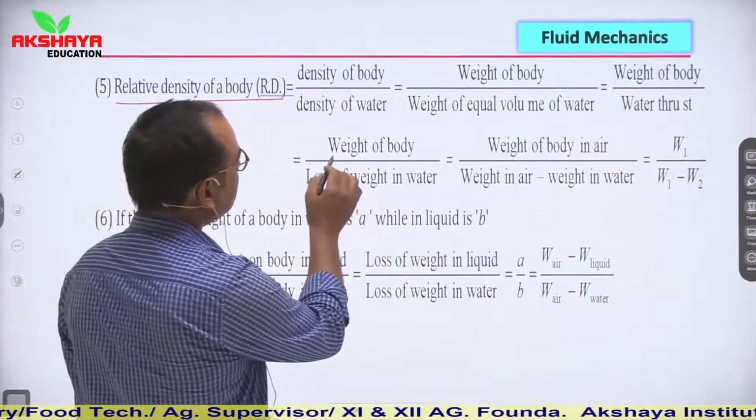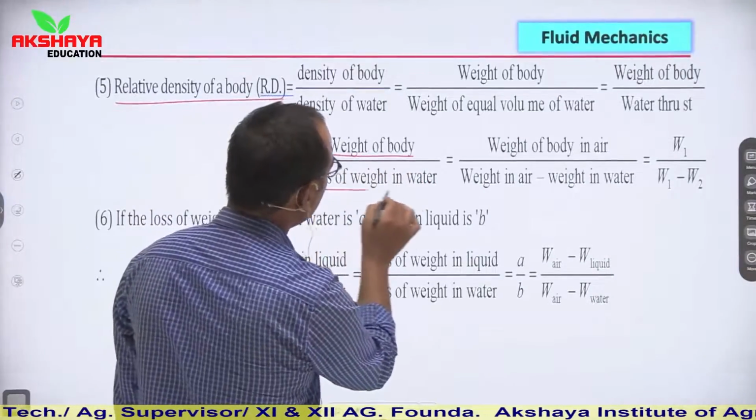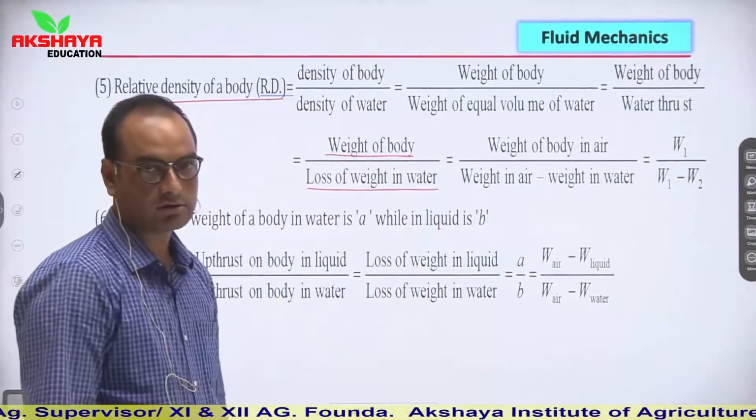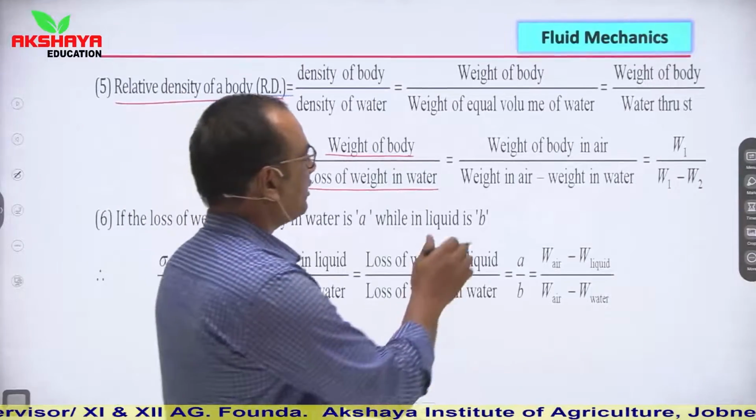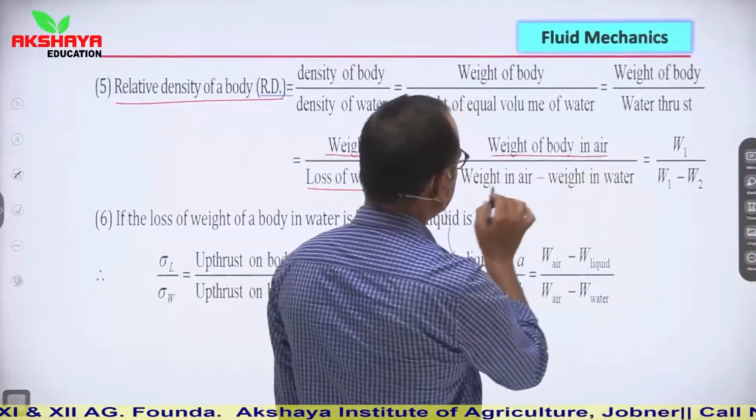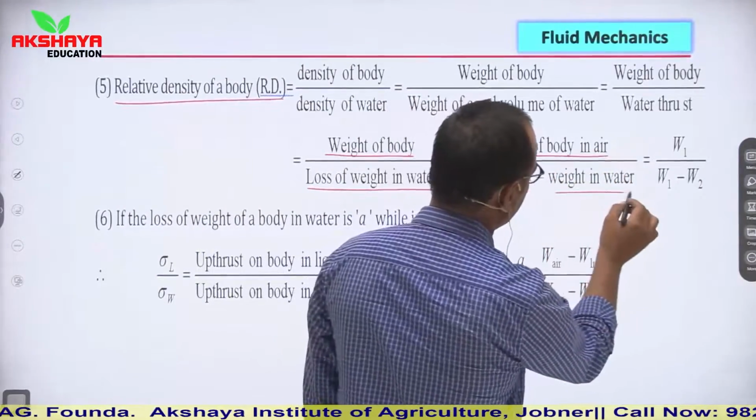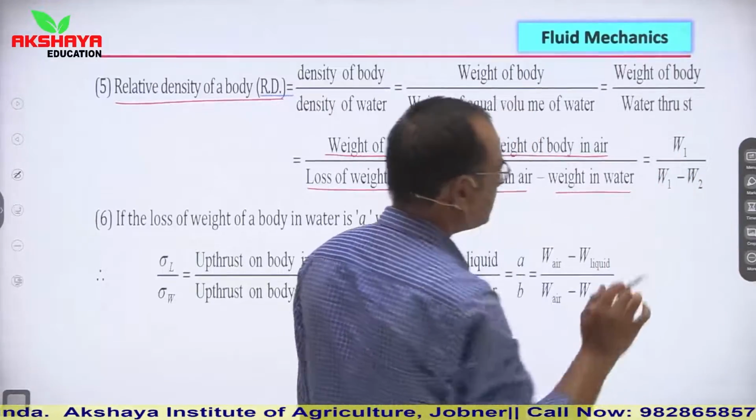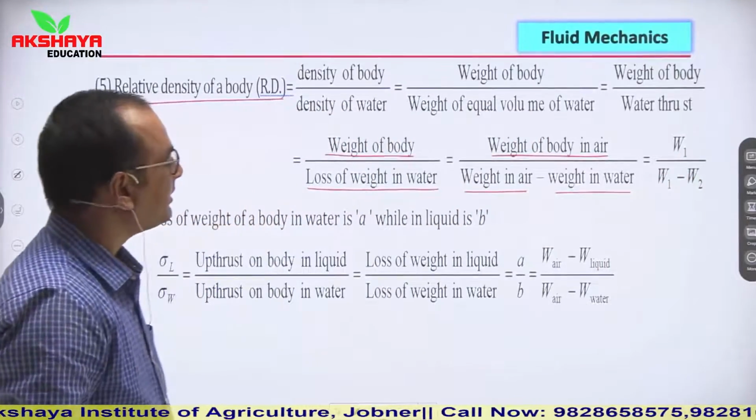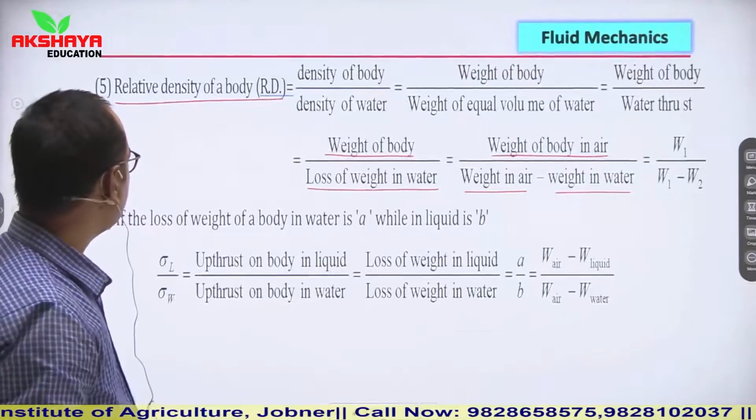So these are all formulas associated with relative density. In other words, we can say the weight of the body with respect to the loss of weight in water, or the weight of the body in air with respect to the weight in air minus the weight in water, meaning W1 upon W1 minus W2. We can also replace it by this formula.